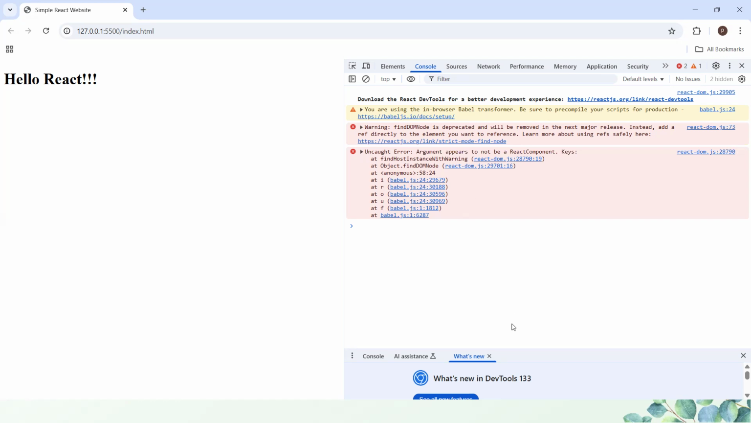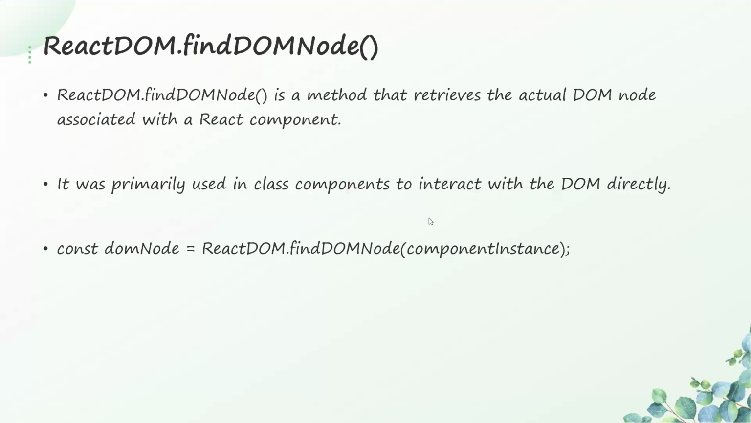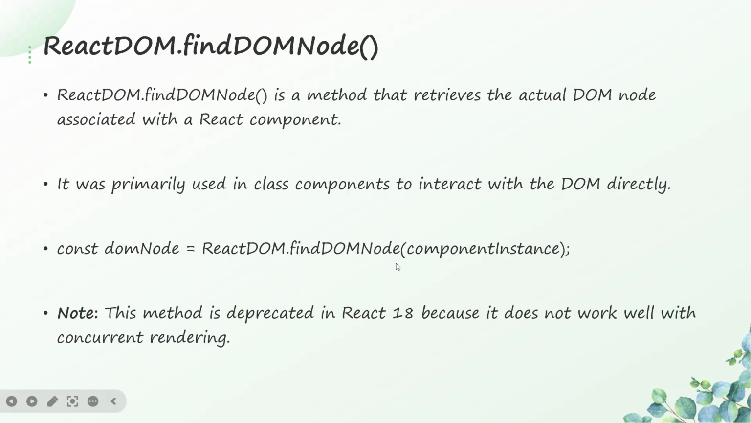But the thing is this, findDOMNode retrieves the actual DOM node associated with a React component. It was primarily used in class components to interact with the DOM directly. But these days they are no longer used. It is deprecated because it does not work well with concurrent rendering. So basically, don't be bothered about using it, but just understand that it is there.